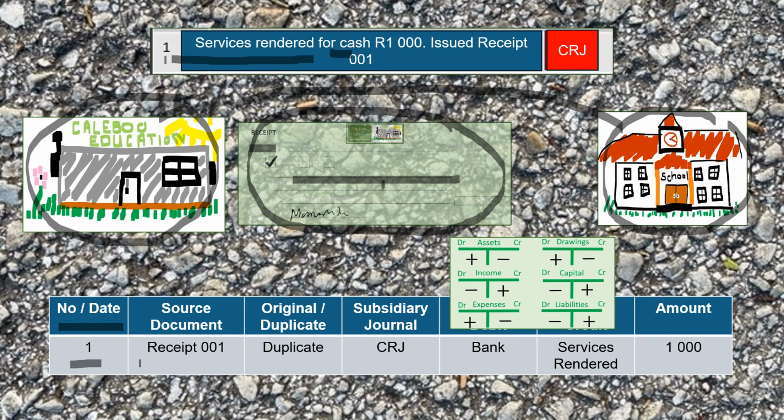We used a receipt to record this information as Calibu Education, and as I pointed out, it was the duplicate because the original went to the school. The bank balance would have increased. So according to the definition of the cash receipts journal, any transaction that increases the bank balance needs to be recorded in the CRJ, cash receipts journal.